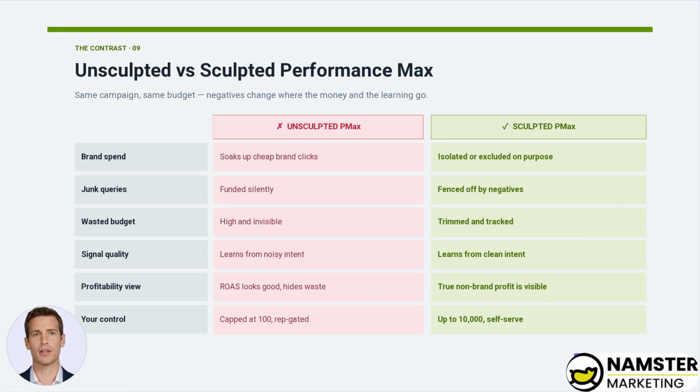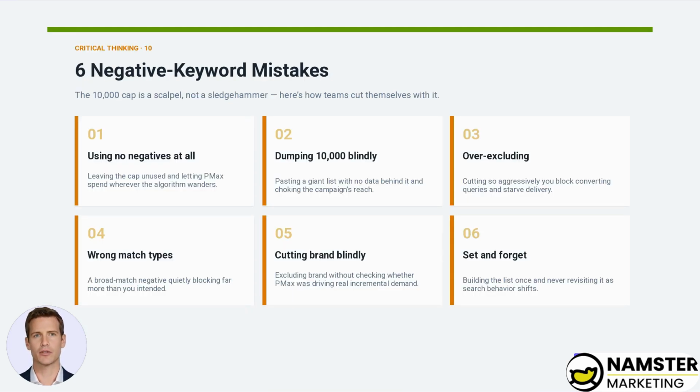You move from a state of limited control, capped at 100 rep-gated negatives, to a state of total control with up to 10,000 self-serve negatives. The same campaign and the same budget can yield vastly different results depending on whether you choose to sculpt or let the algorithm wander. As you begin using this 10,000 keyword cap, be wary of 6 common mistakes.